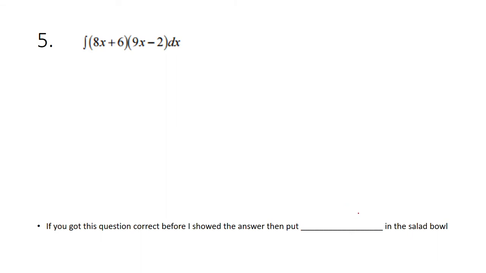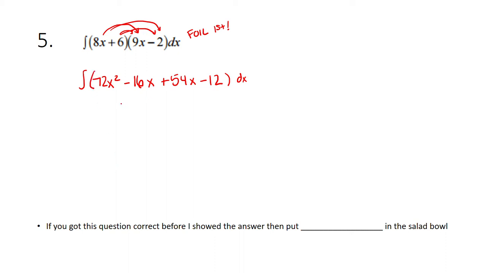Next question. You haven't seen this for a couple weeks, so I want to make sure you get this right. In order to get this integral right, you need to FOIL first. So we have 72x squared minus 16x plus 54x minus 12. And we're taking the integral of this.